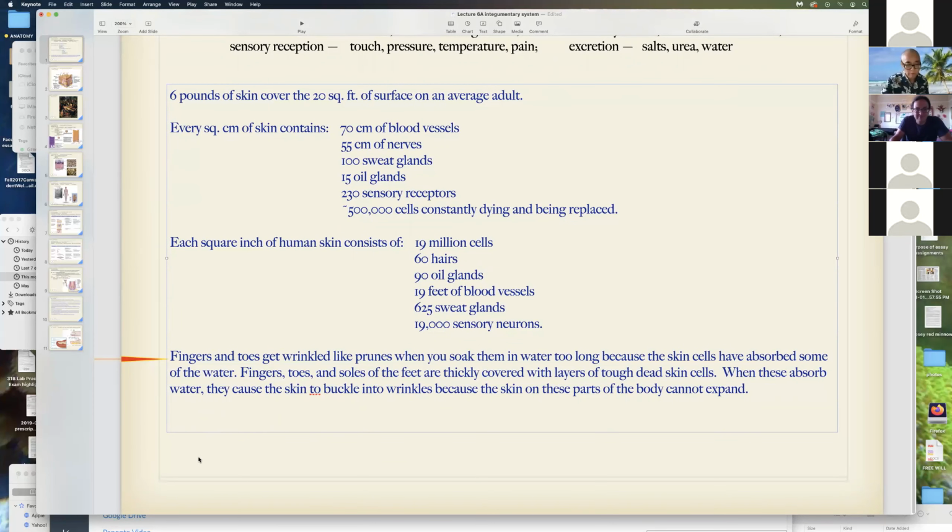The skin on your fingers and toes would get wrinkled when you soak them in water. And that has to do with the water now entering into most of the dead cells on the surface of your skin. And now they expand. So that's the reason you get them to wrinkle. Now, yeah, the skin will also buckle into those wrinkles. Okay.